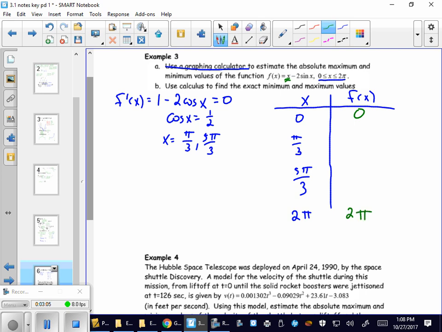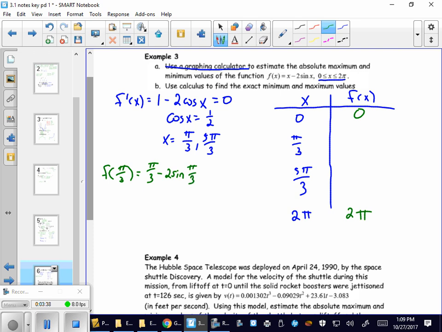All right. It is the pi thirds and the 5 pi thirds that are going to give us a little bit of an issue, especially if you have to do this without a calculator. So we're going to need to figure out what f of pi thirds is and f of 5 pi thirds. I'm going to leave a little bit of room there. F of pi thirds, plugging in pi thirds into my function, is going to give us pi thirds minus 2 sine of pi thirds.